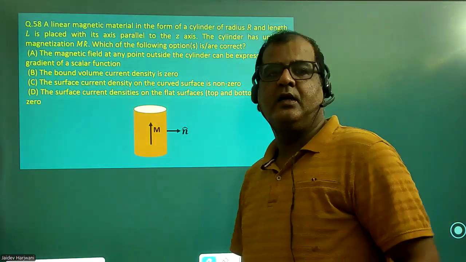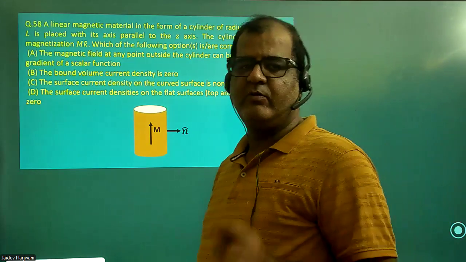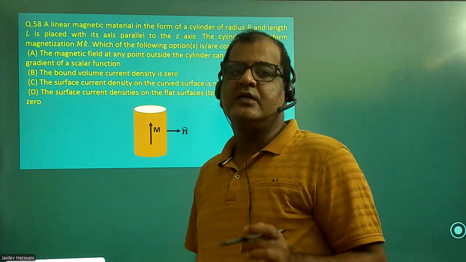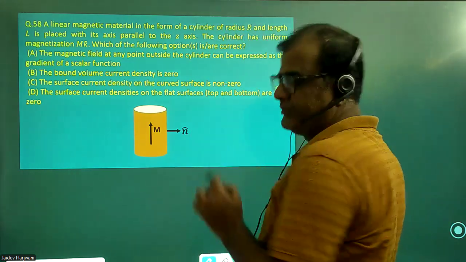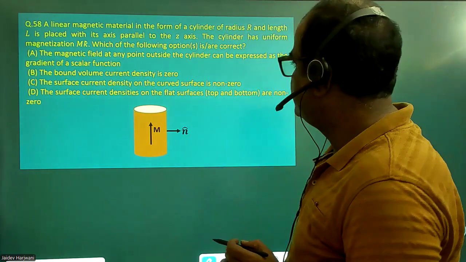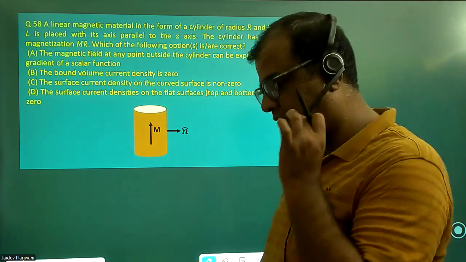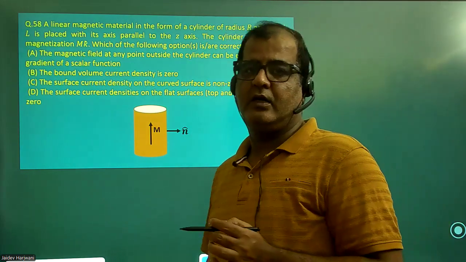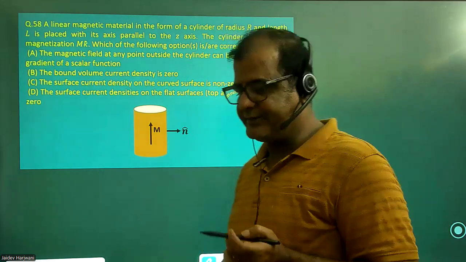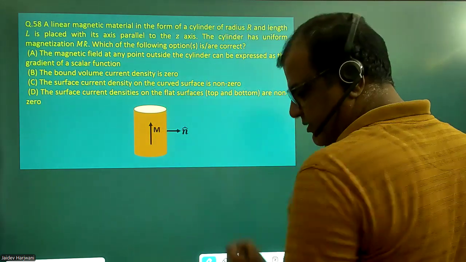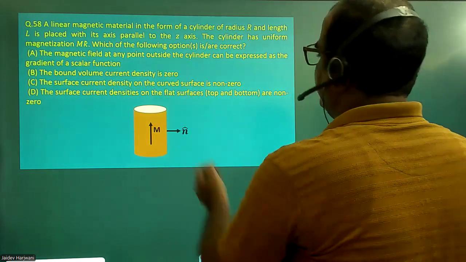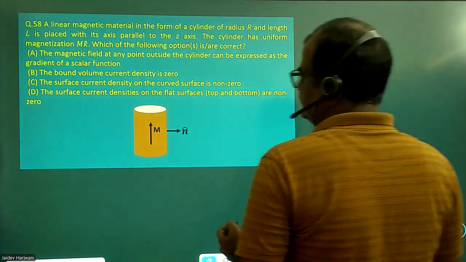Hello students. Let us go for one more question from this year's GATE 2025 question paper. This question is from EMT, and in this question they say that you have been given a uniformly magnetized cylinder, and they're asking, if the cylinder is uniformly magnetized, then which of the following options are correct.